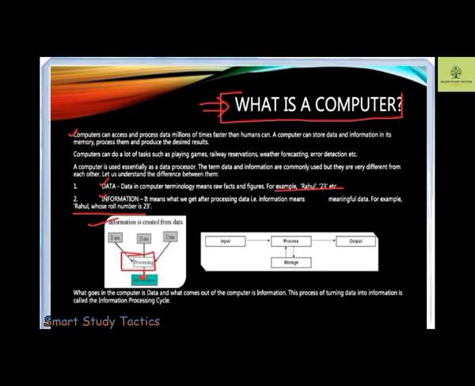Here is the working cycle of a computer. How does the computer work? Input, process, then output. It is the working cycle of a computer, my dear. You should know about this: input, process, then output. This is a very important cycle. If this cycle works, the computer will work. If this cycle does not work, the computer will not work.